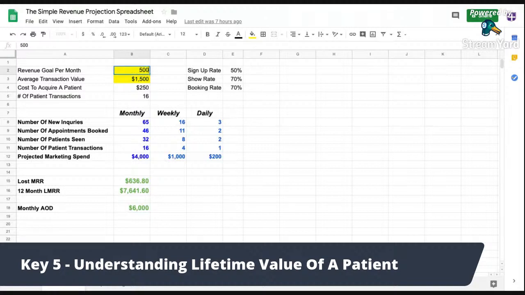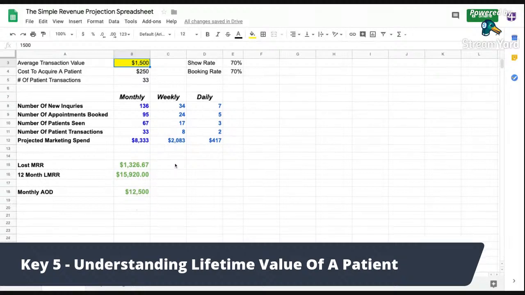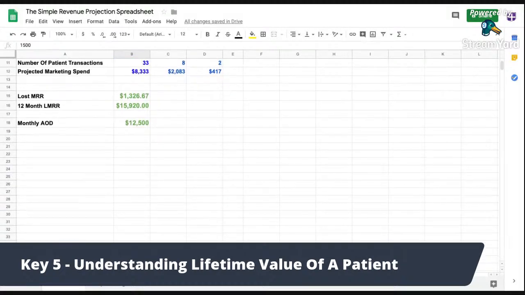So again, let's say you want to do $50,000 a month, which is really a baseline of where most practices should be. Again, you can see here that you need to be getting 7 new inquiries per day, probably budgeting right around $8,000 to $9,000 to really get that level of high quality patients coming in. But that's not where I want to focus. Where I want to focus is this number right here.